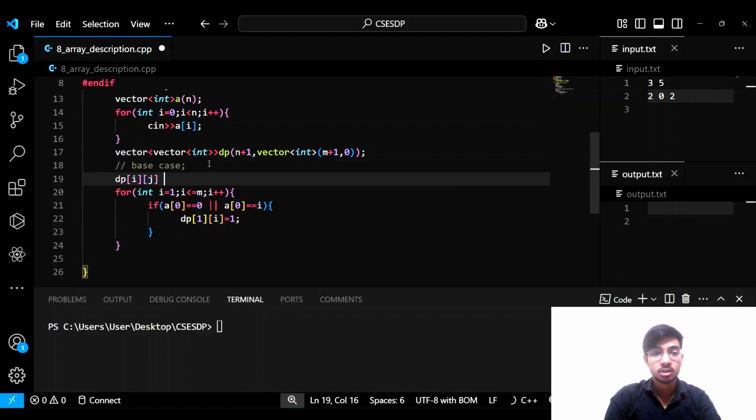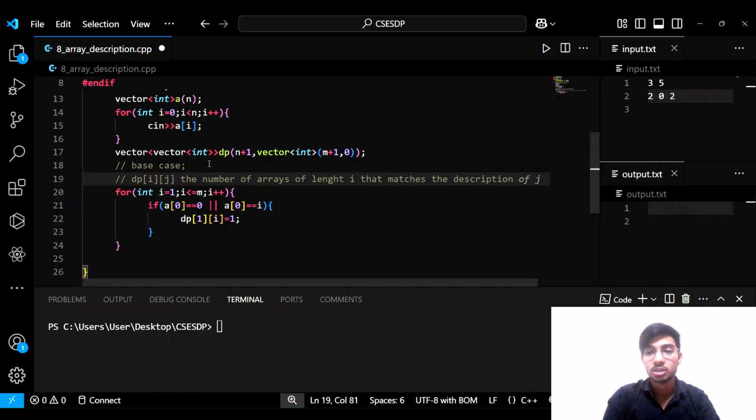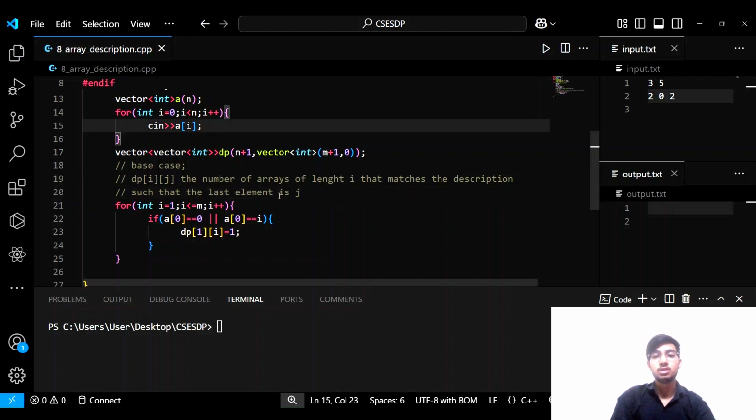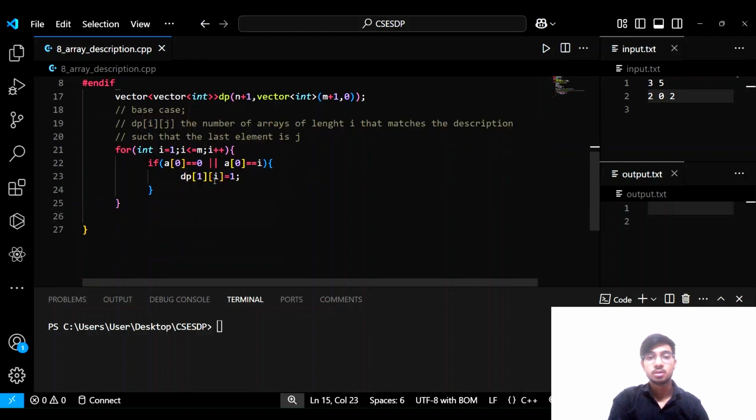What does dp[i][j] represent? The number of arrays of length i that match the description, such that the last element is j, right? So this is what dp[i][j] represents.